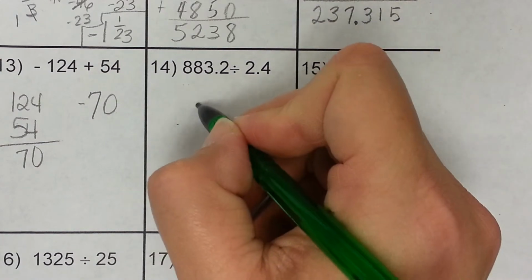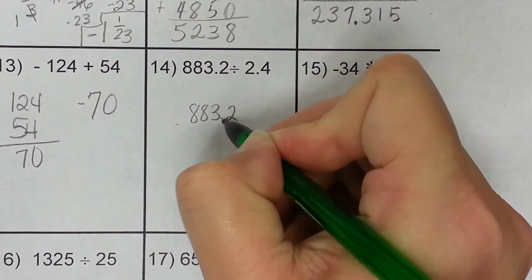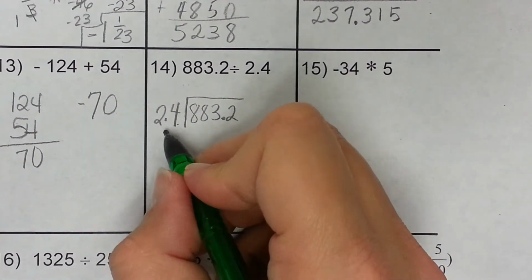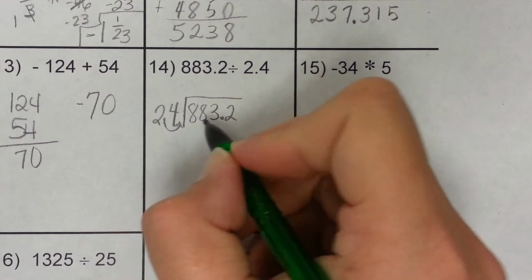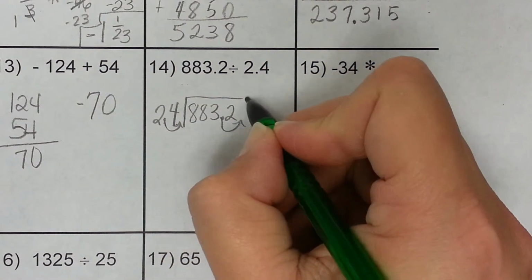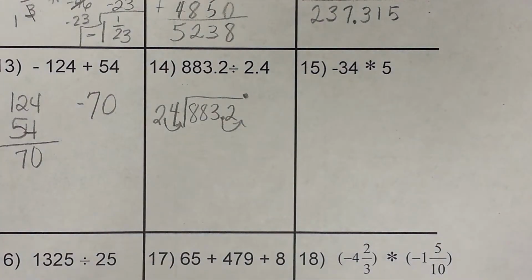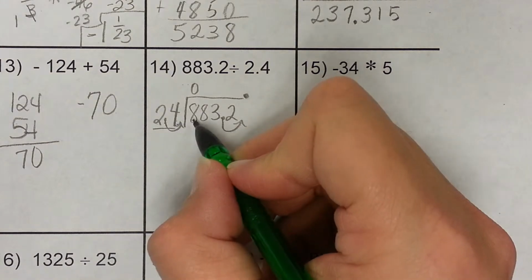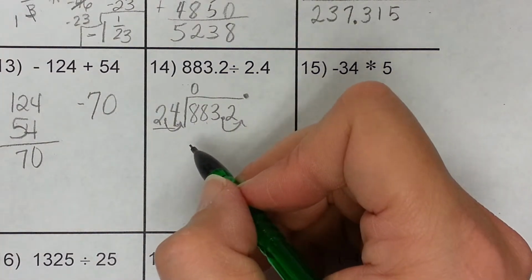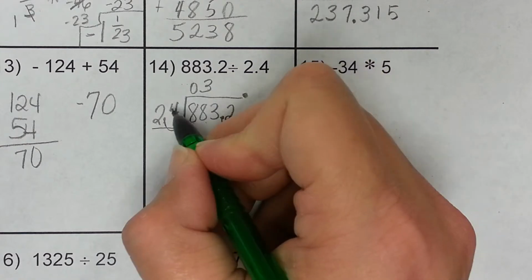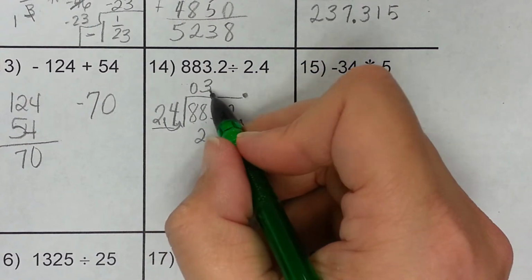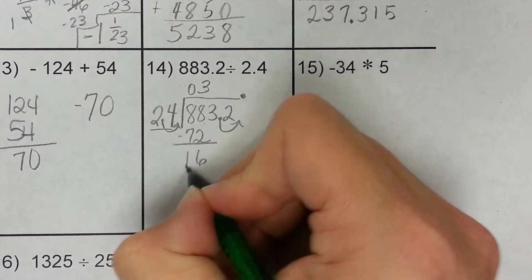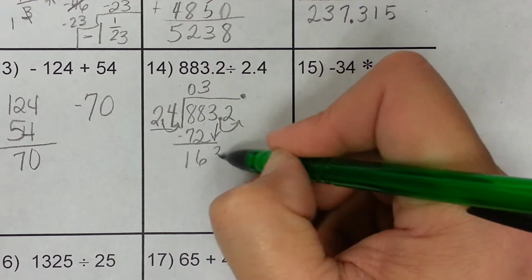Number 14, I have 883.2 divided by 2.4. Remember, we make the number on the outside a whole number, so we're moving it one place. So we have to move the one on the inside one place. So it goes straight up, and our decimal is not to be worried about again. The number 24 will not go into 8. But the number 24 will go into 88. And it'll go about 3 times. 3 times 4 is 12. We carry a 1. 3 times 2 is 6, plus that 1 is 7. When we subtract, we have 16. We bring down our 3.